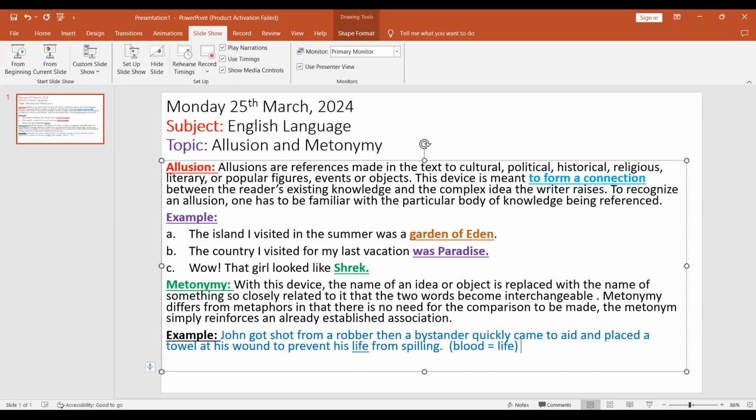Like one word means the whole idea. So if I say "to prevent his life from spilling," life and blood, like blood is closely related to life, such that the word life is used in the place of blood. All right. So that's a metonymy. Let me give you some other examples of metonymy.